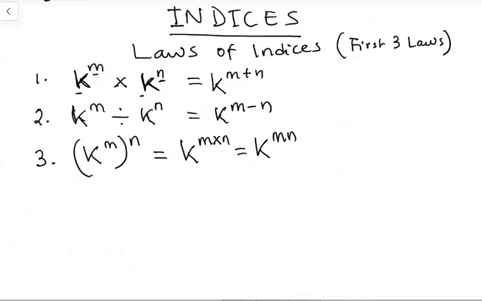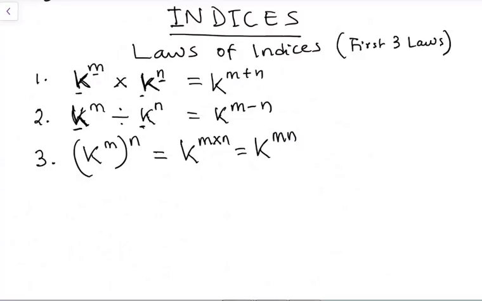In the second law, we're saying we have k raised to power m divided by k raised to power n. Remember again, we have the same base number, different indices. We're going to subtract the indices and keep the base number.